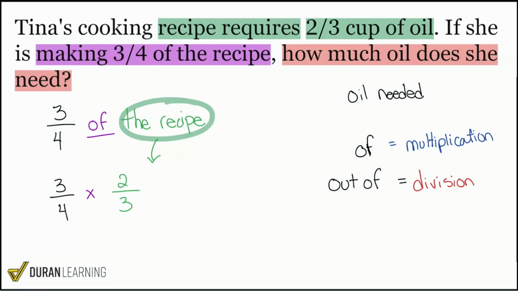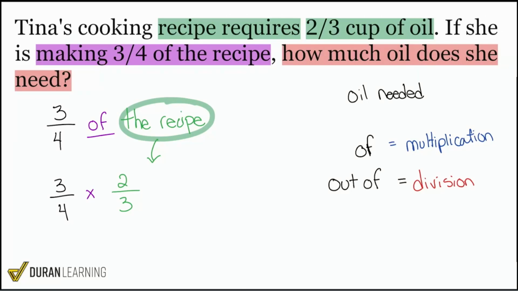Notice how this was not easy in terms of setting it up. But when we break down the individual pieces, where it says we're making 3/4 of the recipe, we can take our experience and understand that the word of means multiplication. The recipe calls for 2/3 of a cup of oil, so we'll replace the recipe with 2/3. And then from here, we can move forward with the actual calculation.